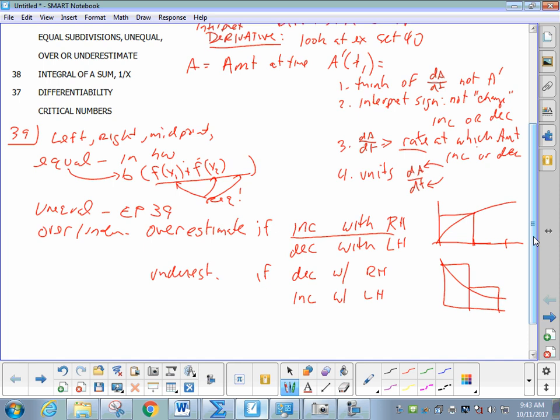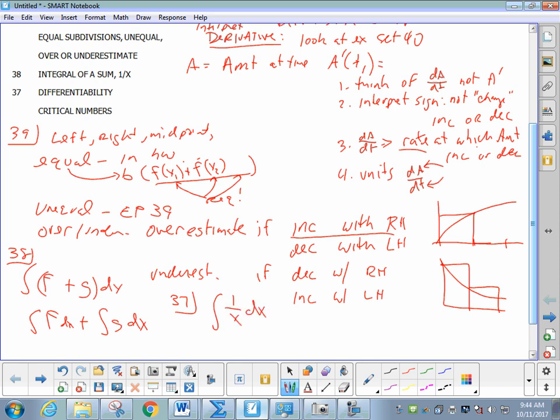38, integral of a sum is fine. If you have the integral of f and g, can you integrate each term separately? Is that allowed? It is allowed. You may separate the integrals, okay? Other idea, that's just a quick fact, this.